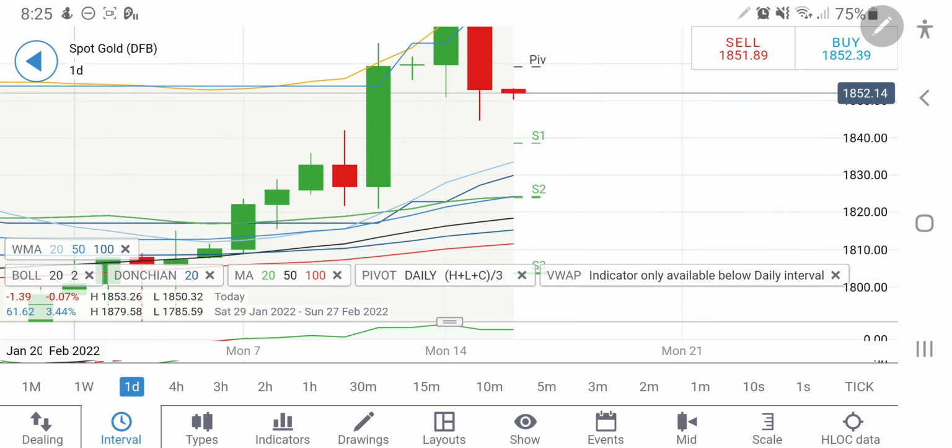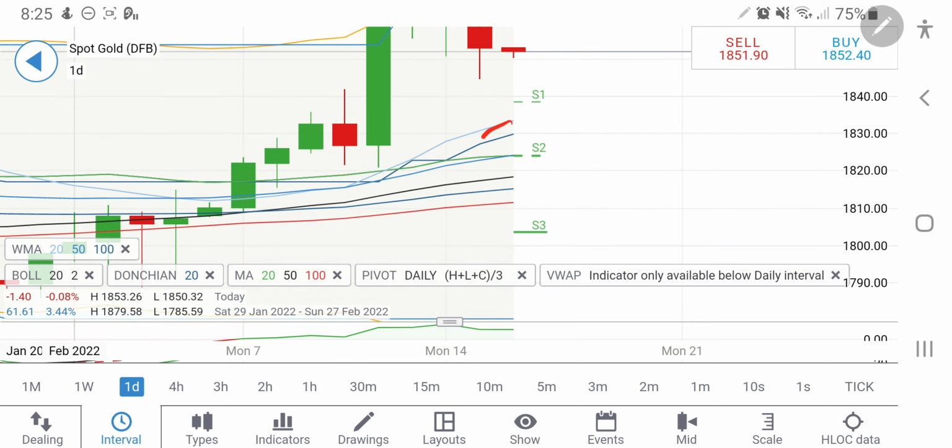Now look at the daily charts. On the downside, 1836, which was the previous resistance on the upward move, we have seen on several occasions. Now it will try to act as a support for gold on any downward move, and if it breaks 1836, then you can see this zone between 1810 and 1830.